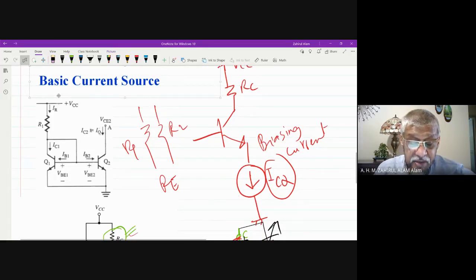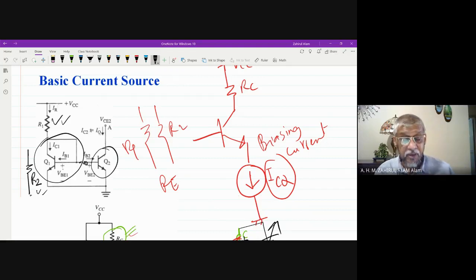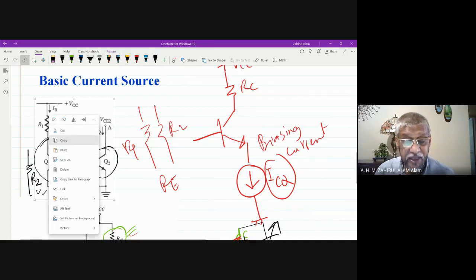Now we need to study the basic current source. So what is the basic current source? As I mentioned, this is our one resistance. Now this is the previous diagram. This is equivalent to R2. So this is R1, this is R2, a potential divider, and we supply it to this transistor. Now R2 is replaced by the Q1 transistor. So now this is the basic configuration.